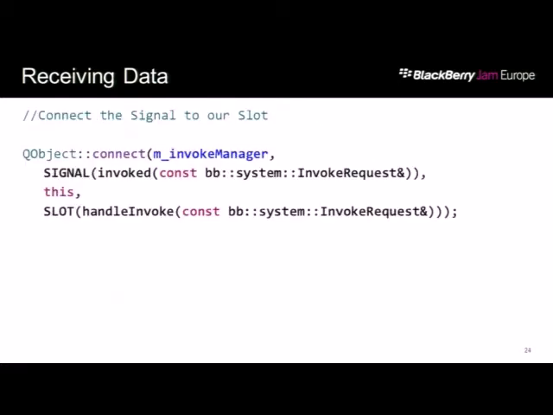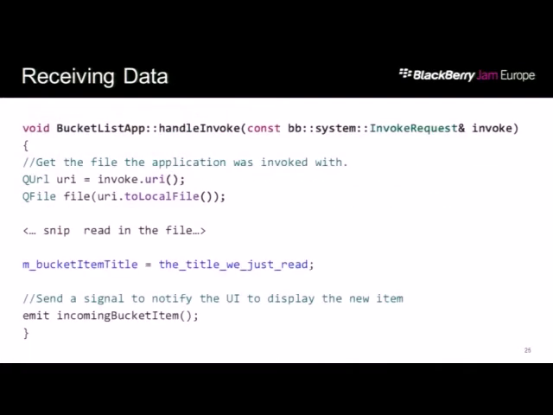The next thing we have to do is connect the signal triggered by the invocation framework to a slot within our application, so we know that it's actually trying to invoke and launch our application. So we do that here, and we're going to tie it up to the handleInvoked method within our application. And handleInvoked is going to receive that invoke request object, and we're going to act on that. So it's going to have details about the invocation request.